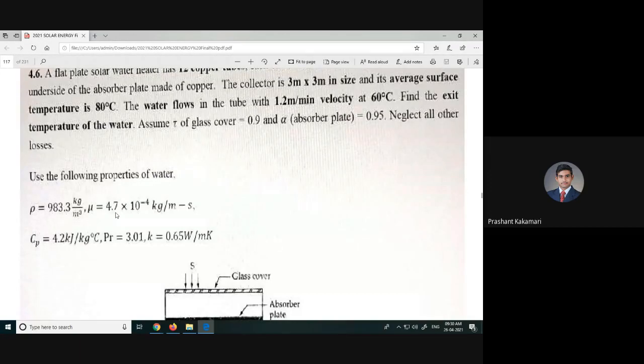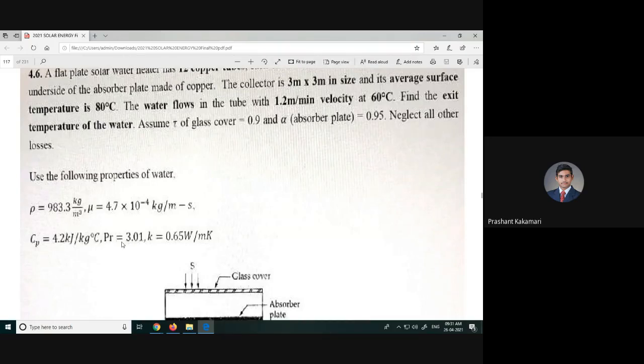Then viscosity of the given water, or mu value, is given as 4.7 into 10 raised to minus 4 kg per meter second. So we'll see in the problem solution how these values and units are useful in the different formulas. So viscosity, density, Cp value, heat capacity of water at constant pressure. All of you already know this value, 4.2 kilojoules per kg degree centigrade.